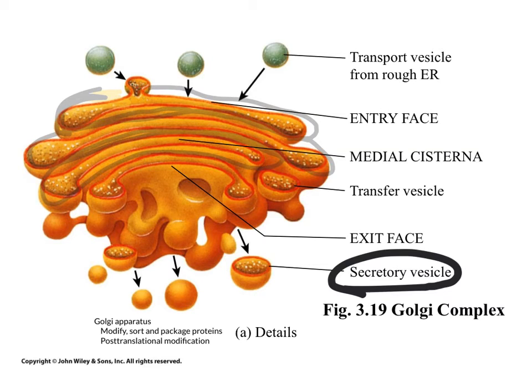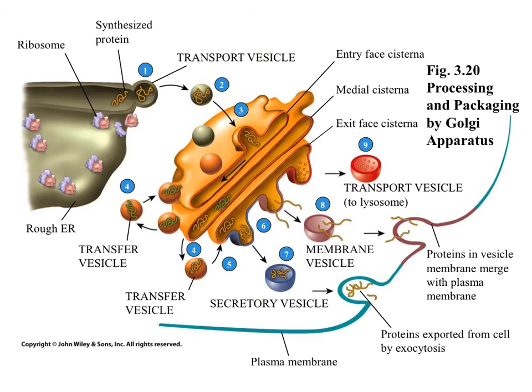They can fuse with the plasma membrane and then they can be released out of the cell. Again, we would see this in the neuron as well, where a lot of the neurotransmitters that are going to leave get put in secretory vesicles so that they can fuse with the plasma membrane for exocytosis.